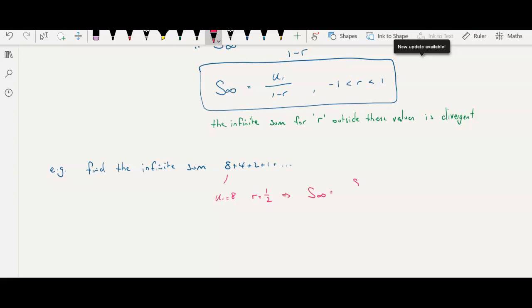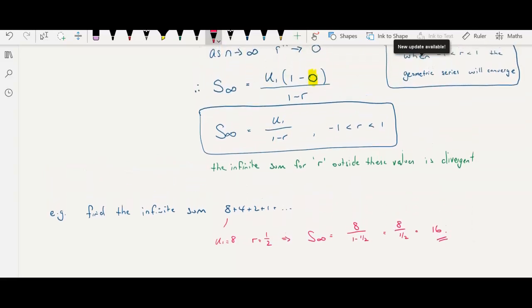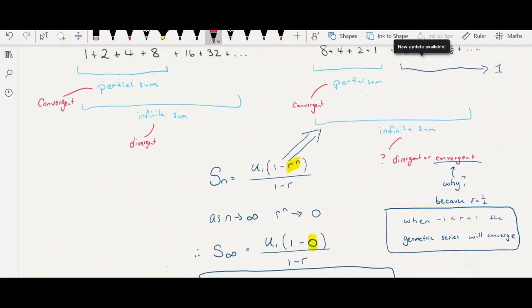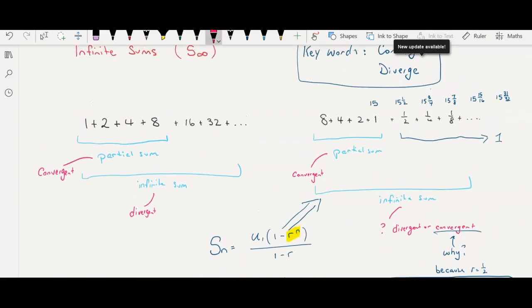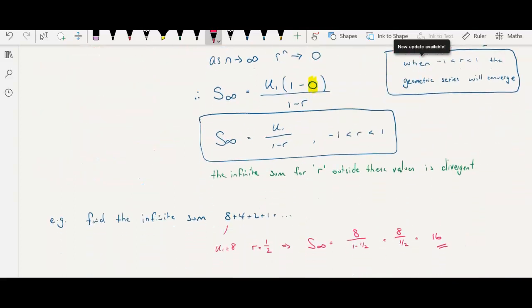It's just u1, which is 8, over 1 minus r, which is 1 minus a half. 8 over a half, multiplying both top and bottom by 2, I get 16. 16 is my infinite sum, and that's what we figured would be the case, getting closer and closer to 16. Every partial sum, the denominator doubles, and the numerator is just one less.